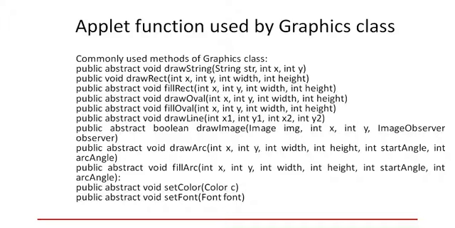There are some commonly used functions of the Graphics class which will be used in an applet. As we have discussed, the first function is drawString, where I pass the string, x-axis and y-axis. There is a function called drawRect. I need to give x-axis, y-axis, width and height. There is also a function, fillRect.